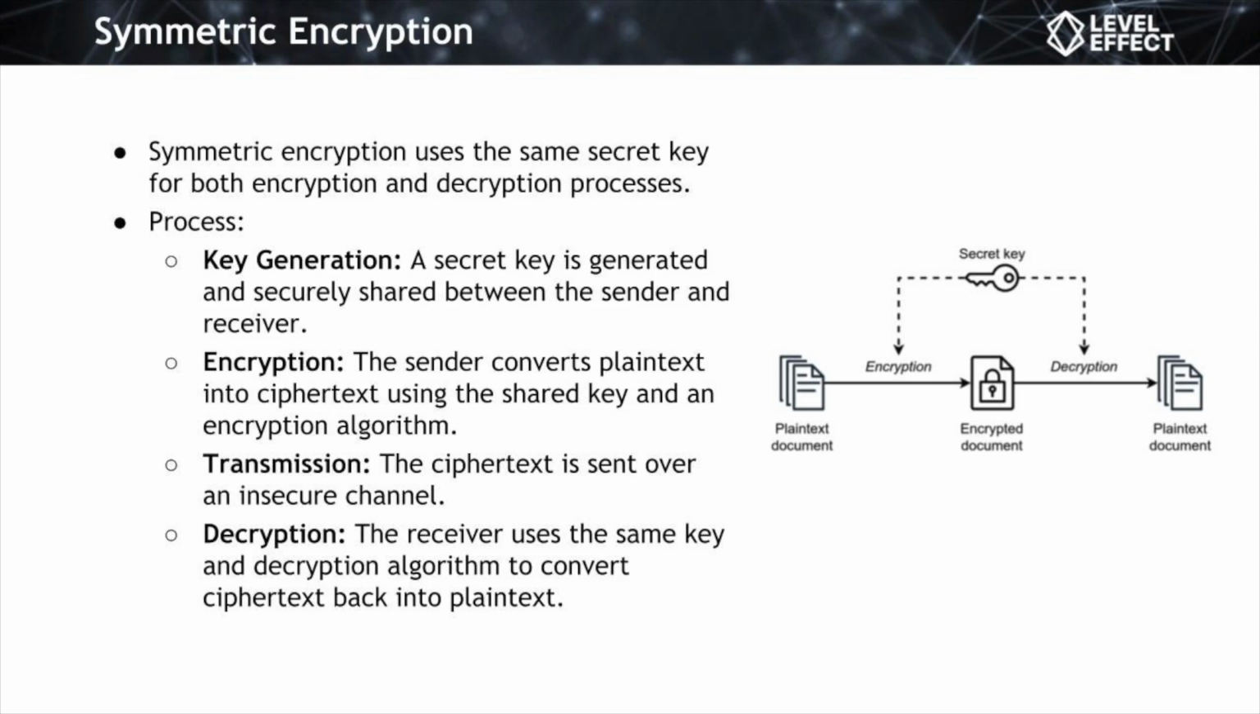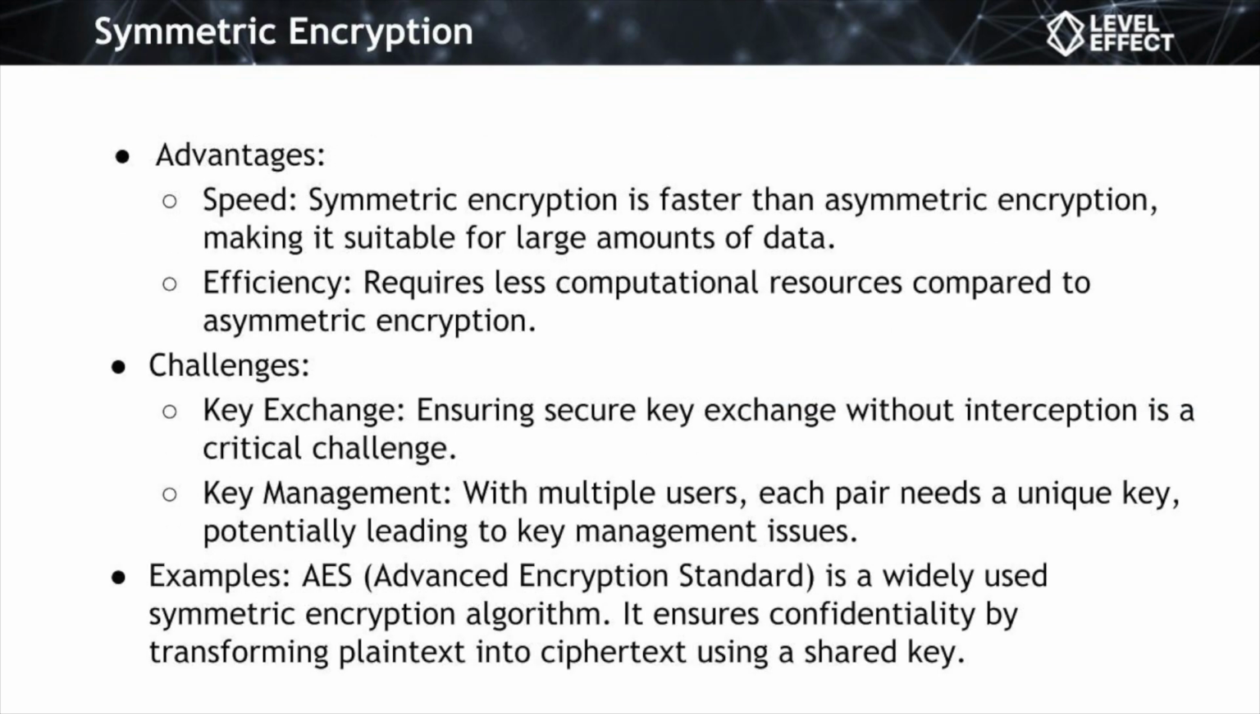First of all, in symmetric encryption, the key exchange between the sender and receiver is a critical step. Both parties generate a shared secret key, which remains confidential between them. The encryption process involves converting plain text into ciphertext using the shared key and a specific encryption algorithm. The resulting ciphertext is then sent over an insecure channel. At the receiver's end, the same shared key and decryption algorithm are used to reverse the encryption process and obtain the original plain text.